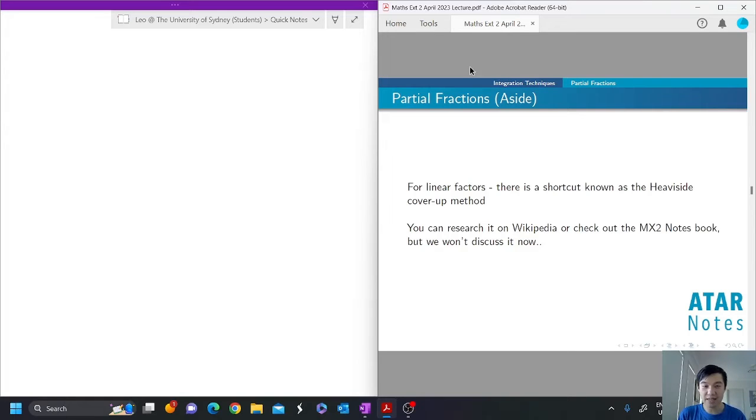So just as a side note, with partial fractions, there's actually a shortcut known as the Heaviside cover-up method. We won't discuss it now, but if you're curious, you can check it out in, I think it was the Fitzpatrick, or was it in another textbook? But search it up online on Wikipedia. There's a cover-up factor where it's quicker to find partial fractions. But I don't think you're allowed to use it in the HSC anyway, because they want you to show your full working.